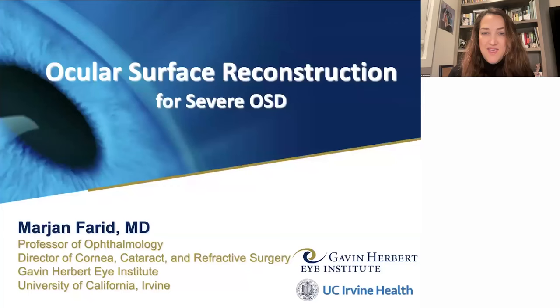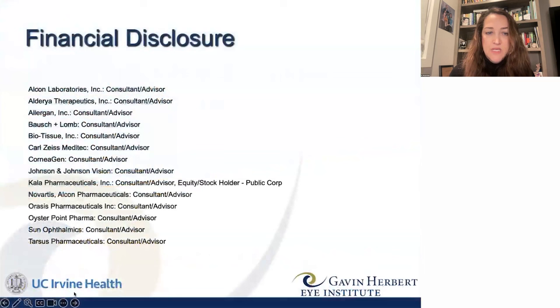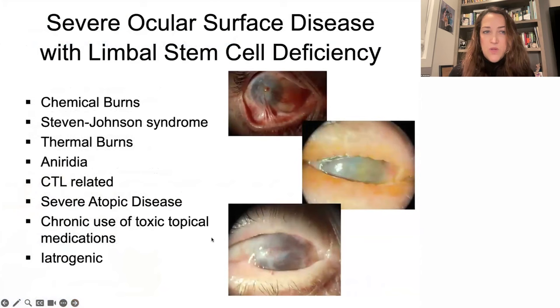It's really a pleasure and honor to be with you today, discussing ocular surface reconstruction for severe ocular surface disease. These are my financial disclosures, and I am going to jump right in. So first of all, let's define what is severe ocular surface disease. These are ocular surfaces that I define with limbal stem cell deficiency.